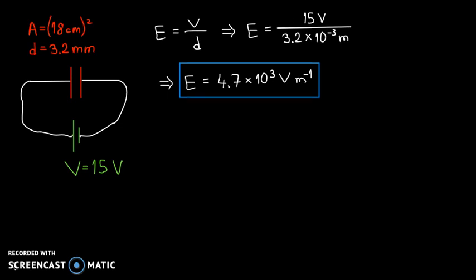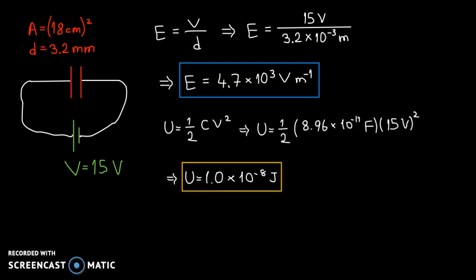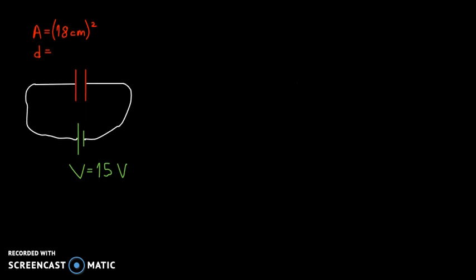Next, we'd like to calculate the potential energy stored in this capacitor. And here's the potential energy formula. U equals 1/2 CV squared. Let's go ahead and plug in the numbers. We get a value of 1.0 times 10 to negative 8 joule, or it's about 10 nanojoule of potential energy.